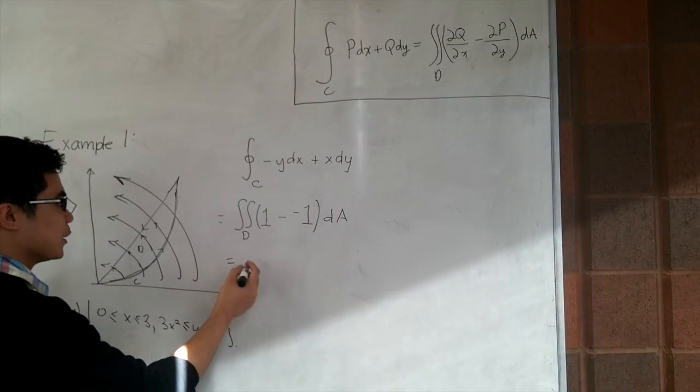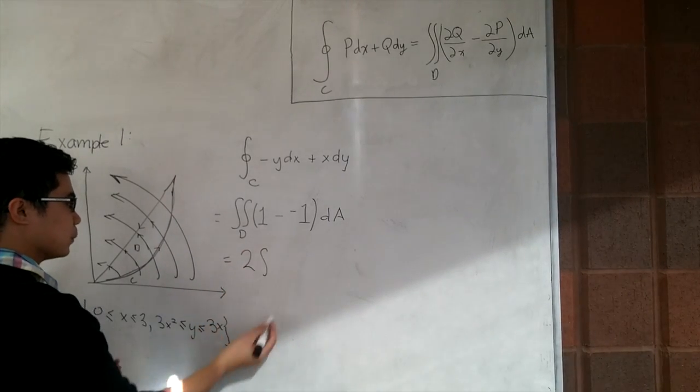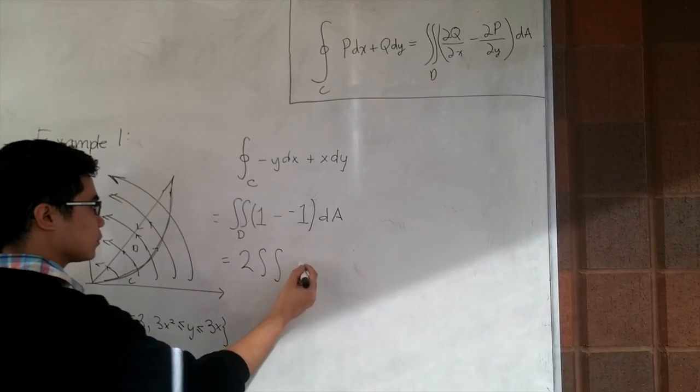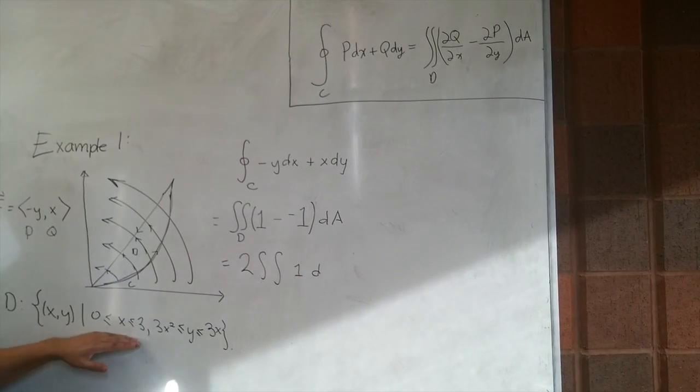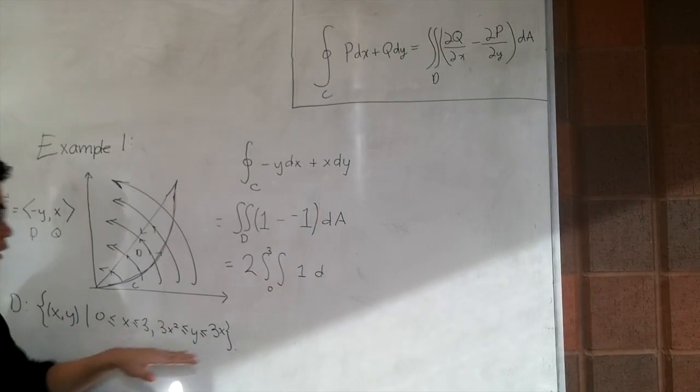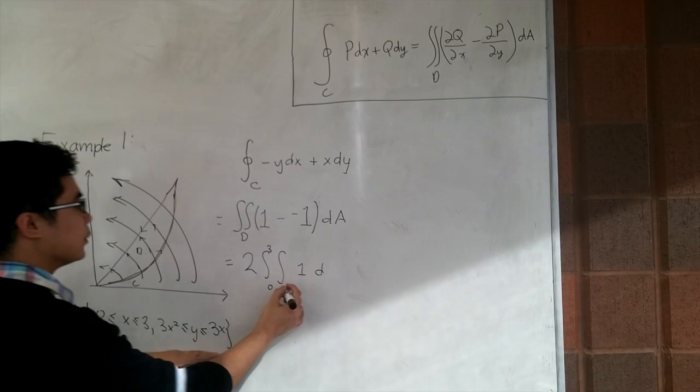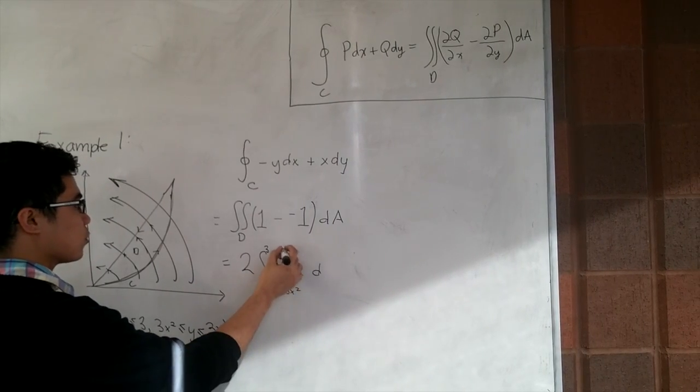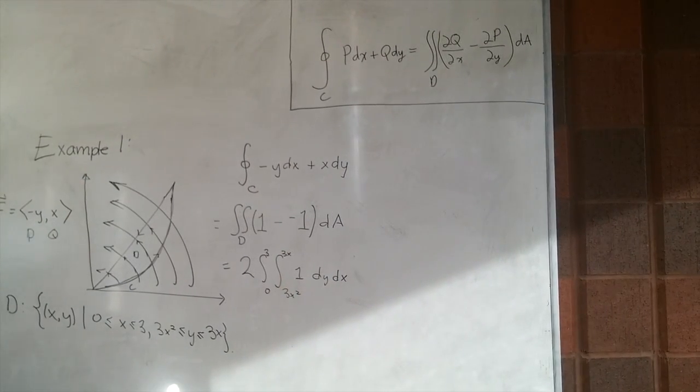We might just simply do the double integral of 1. So our x is bounded by 0 and 3, and our y is bounded by 3x squared and 3x. And we can use Maple to compute this integral.